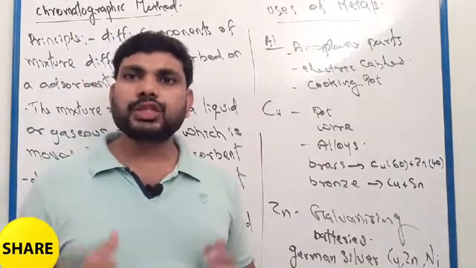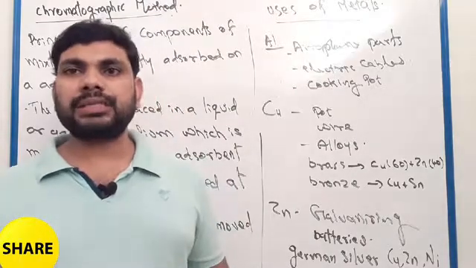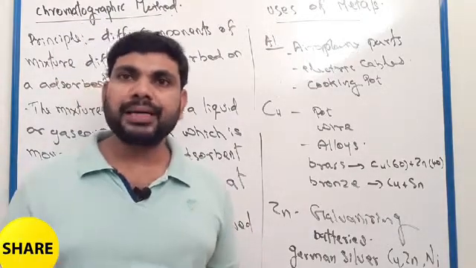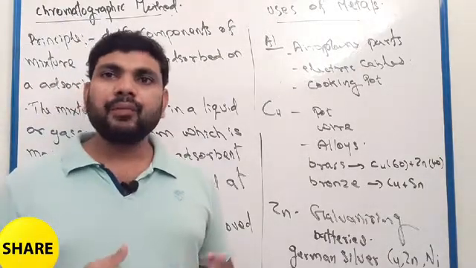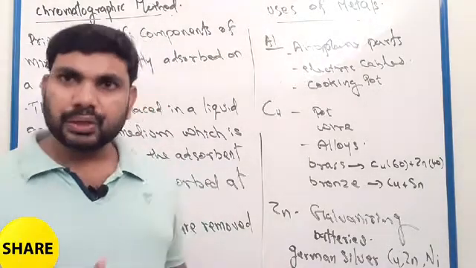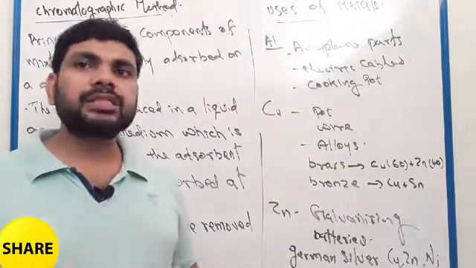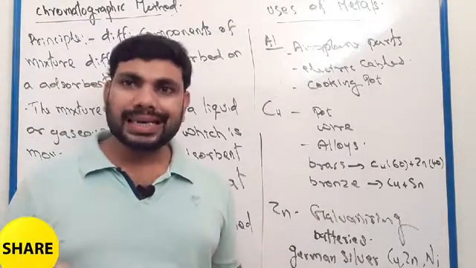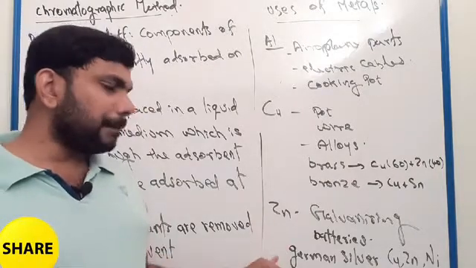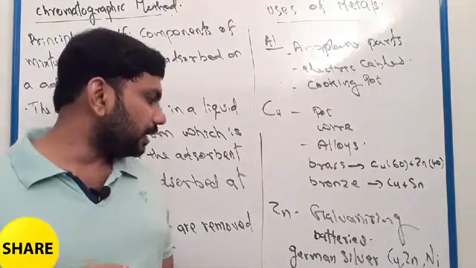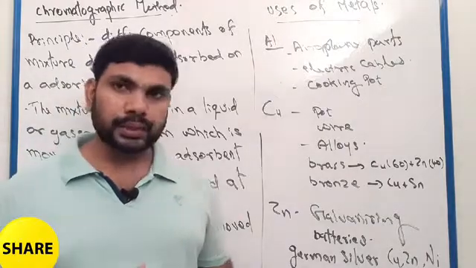Zinc is used in batteries; different types of batteries are made using zinc. Also galvanizing. Galvanizing means we can prevent rusting of iron using zinc. This process is called galvanizing. So zinc is used in galvanizing. Also zinc is used to make one important alloy. It is called German silver.